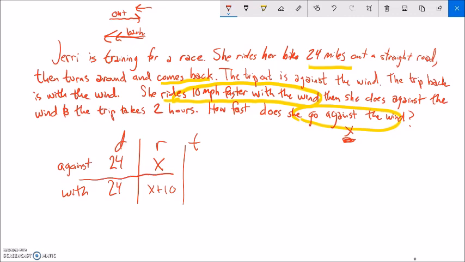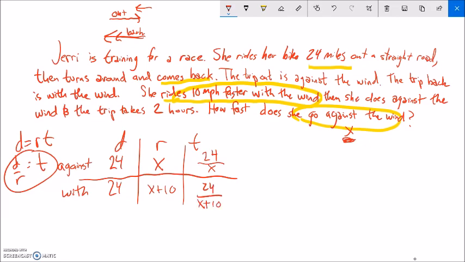So I have a distance, I have rate. Let me figure out this time then, how much time she went against the wind, how much time she went with the wind. I'm going to connect that back to that formula, distance equals rate times time. And if that's true, I can divide by rate. So I know that distance divided by rate is time. So if she goes 24 miles at x miles per hour, that's how long her trip against the wind should take, 24 over x. And similar here, distance divided by rate, 24 divided by x plus 10, which makes sense. This should take less time than that.